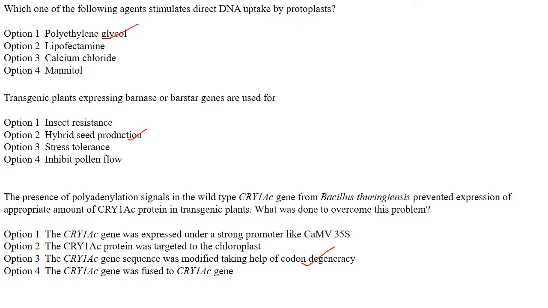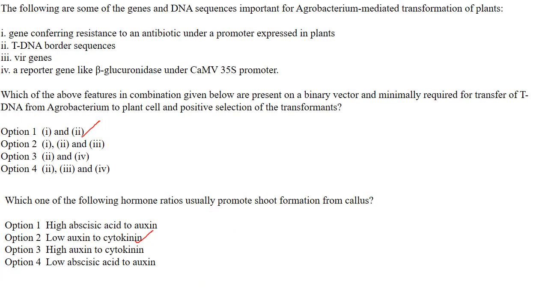The presence of polyadenylation signals in the wild type Cry1Ac gene from Bacillus thuringiensis prevented expression of an appropriate amount of Cry1Ac protein in transgenic plants. What was done to overcome this problem? To overcome this, the Cry1Ac gene sequence was modified taking help of codon degeneracy. Answer is option 3.